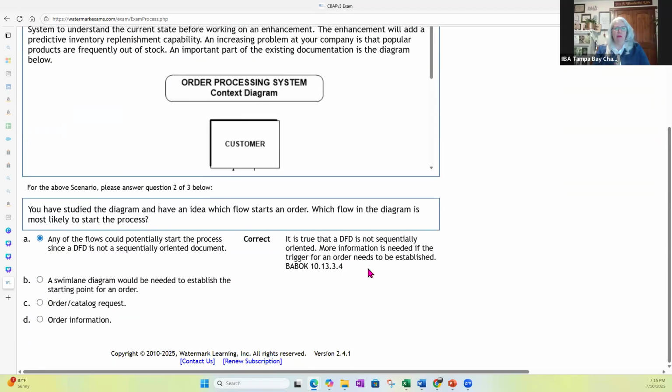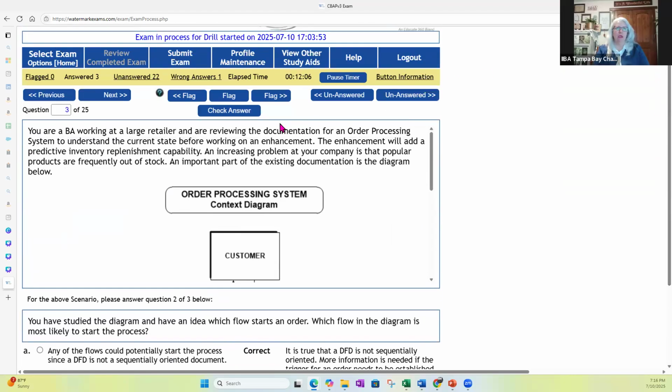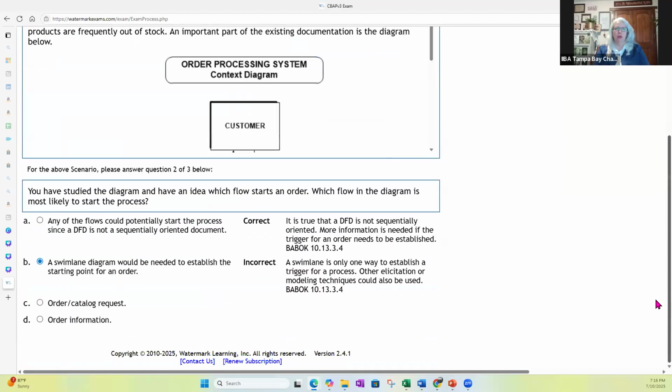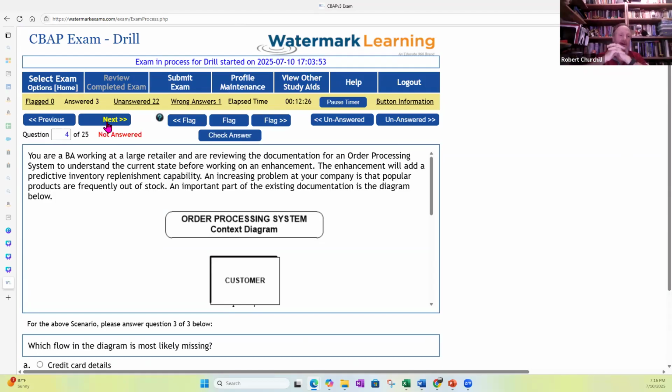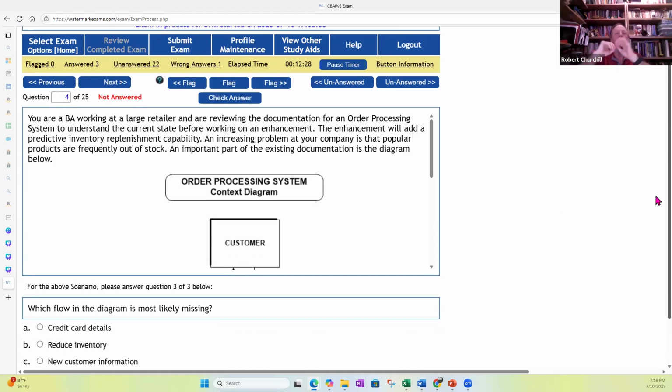It's true. A data flow diagram is not sequentially oriented. More information is needed if the trigger for an order needs to be established. Check answer. A swim lane is only one way to establish a trigger for a process. Other elicitation or modeling techniques could also be used. That's why you need multiple views of a process to really understand what's going on. This is only one view and necessarily incomplete.